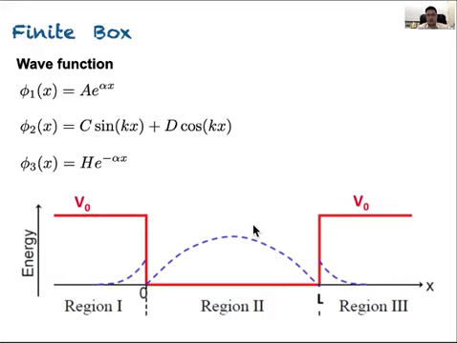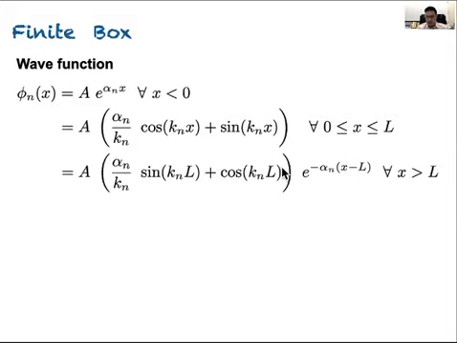Now there is a very fundamental issue. There is a problem. The way that we have plotted, the wave functions are not continuous at the boundaries, as you can see. Phi 1 and phi 2 are not continuous at the boundaries. Phi 2 and phi 3 are not continuous at the boundaries.